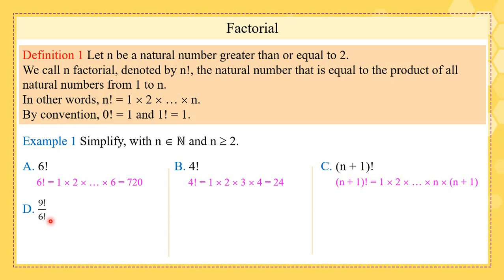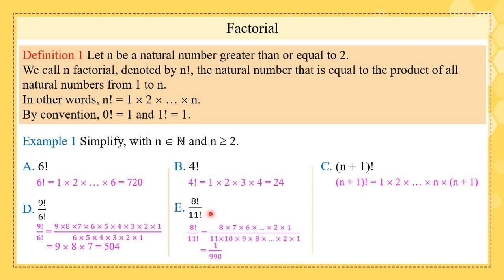Well, let's see this quantity. 9 factorial is the product of all natural numbers from 1 to 9, and 6 factorial is the product of all natural numbers from 1 to 6. If we simplify from 1 to 6 in the denominator and 1 to 6 in the numerator, we get 9 times 8 times 7, which is 504.